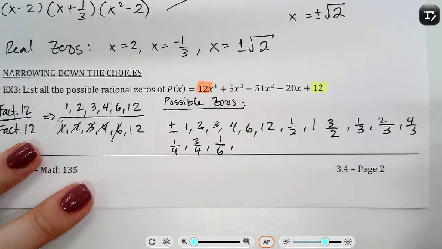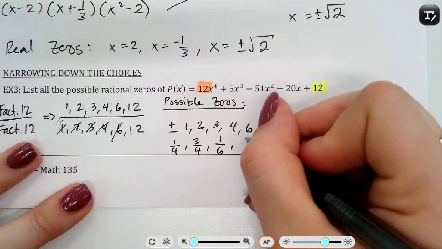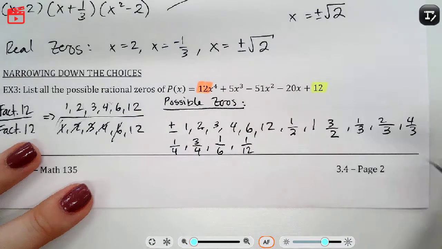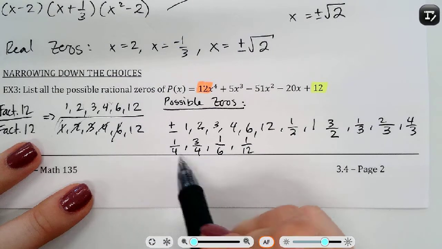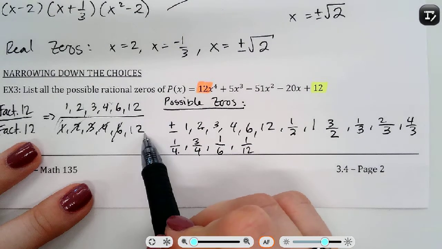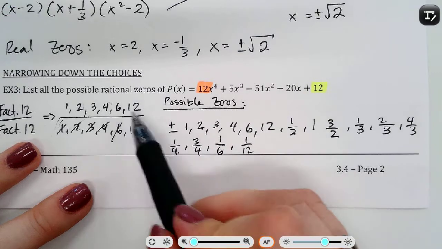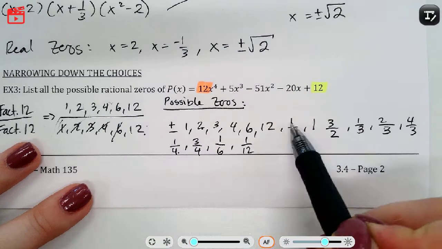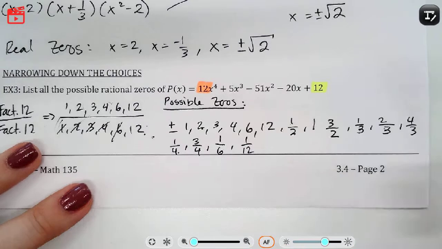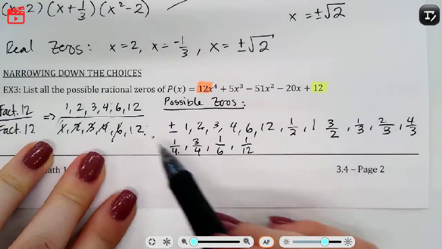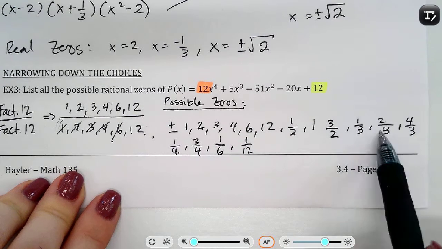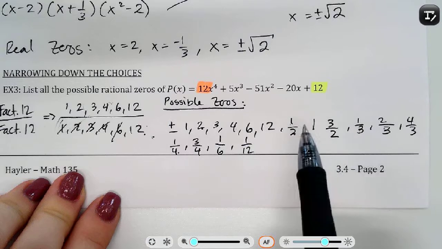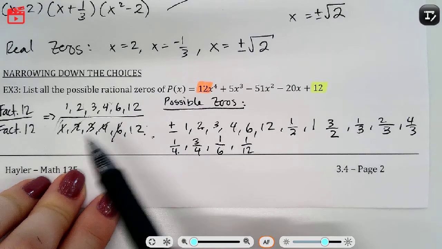All right, lastly, 12. 1 over 12, excuse me. 2 over 12, that's going to be a 6th, which I already have right there. 3 over 12 is going to be a 4th, which I already have. 4 over 12 is going to be a 3rd, which I already have. 6 over 12 is going to be a half, which I already have. And 12 over 12 is going to be a 1. Alrighty, so here are all my possible zeros. That is a lot. 1, 2, 3, 4, 5, 6, 7, 8, 9, 10, 11, 12, 13, 14, 15, 16. But that's just the positives. Adding in the negatives, what is that, 32?